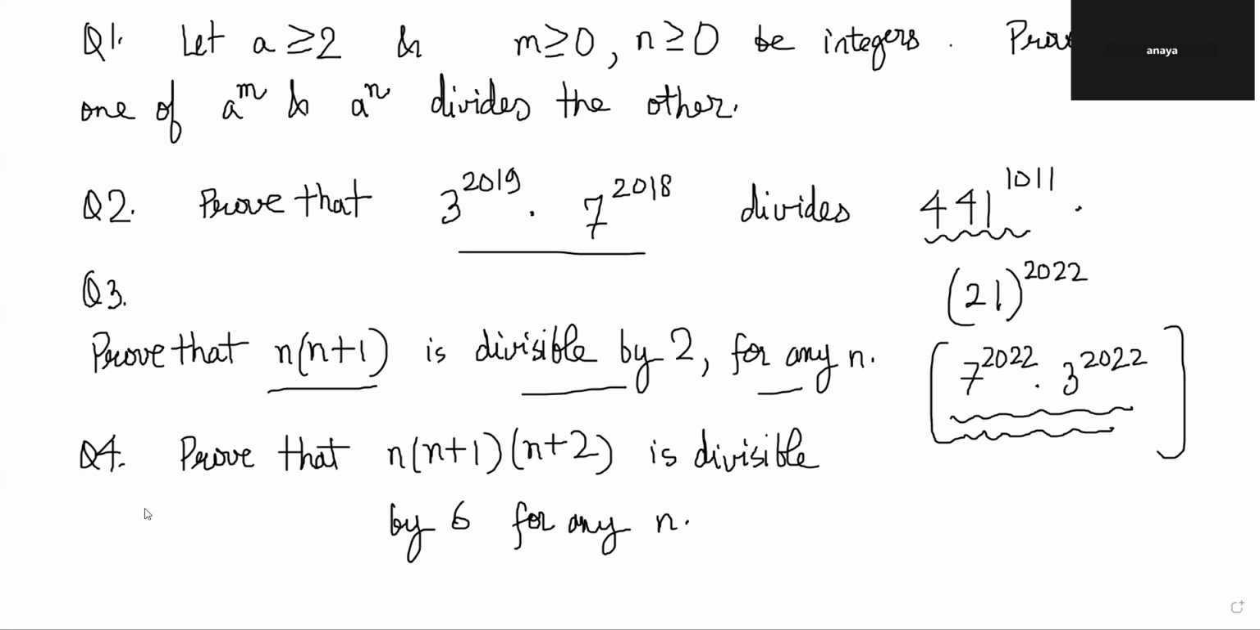Is it because they're consecutive numbers, so one always has to be even, and then even times an odd is even? So one of them is going to be even, so one of them is divisible by 2. Okay. Fourth one.